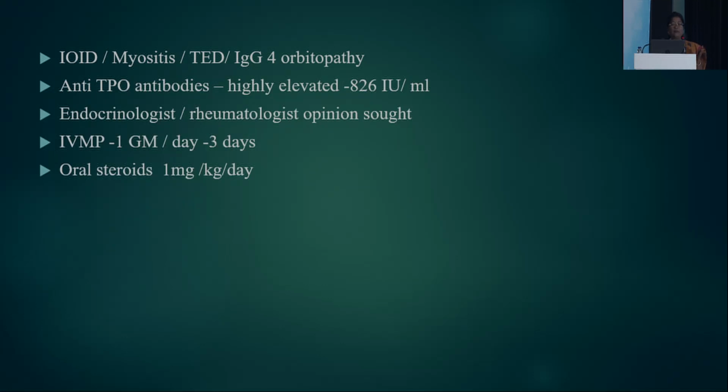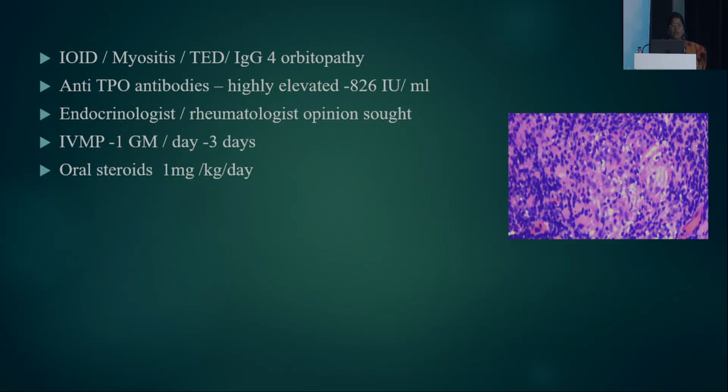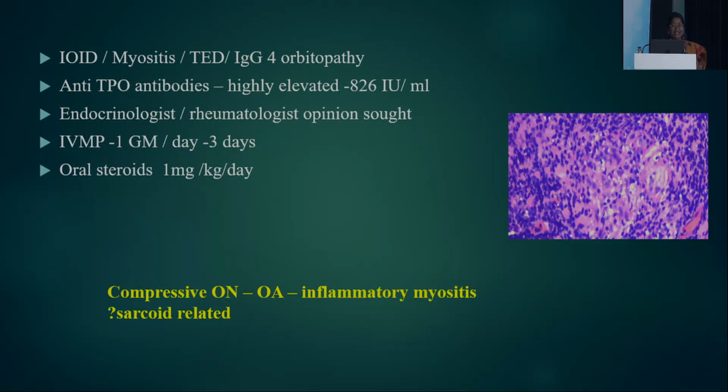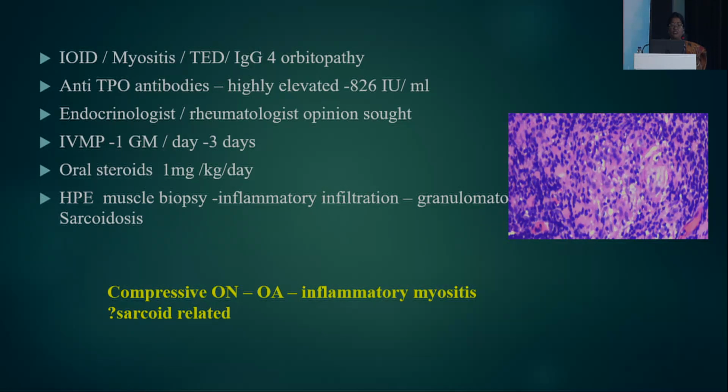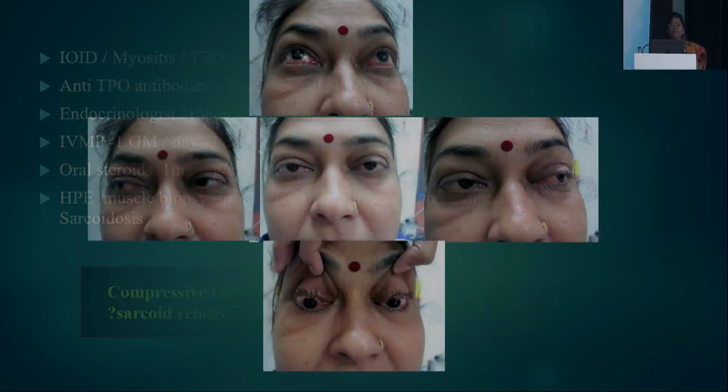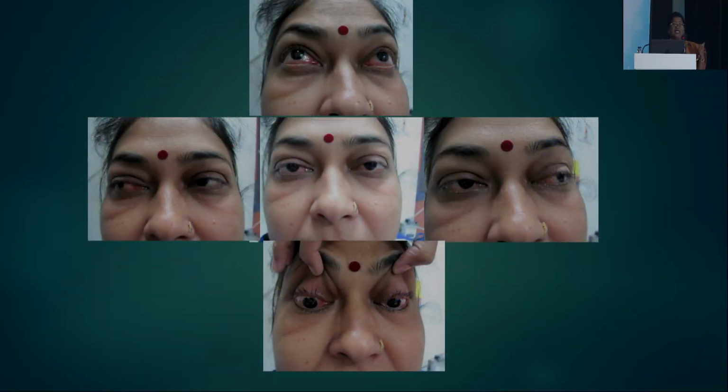Her anti-TPO was slightly elevated. We got all the specialties into the loop. We put her on IV steroids followed by oral steroids, but we went ahead and did a muscle biopsy too, which revealed diffuse inflammatory reaction, and that was a sarcoid-related inflammatory myositis. She had a very effective recovery post-steroids, and that's a picture. There's a good resolution of all the soft tissue, and the vision also got better.